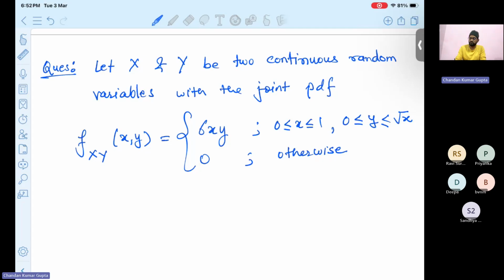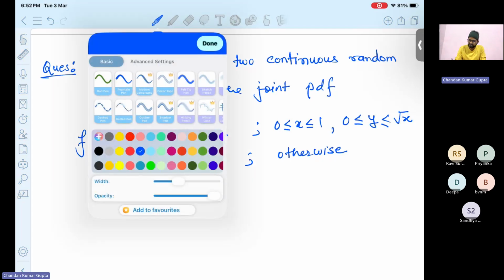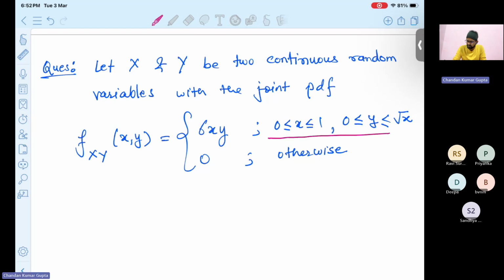For the support, these ranges are called the support for the distribution. So under this condition, the probability value comes out to be 6xy. Otherwise, it is nothing but 0. So this is the right standard form to write the PDF.